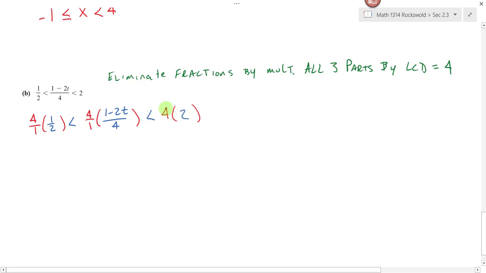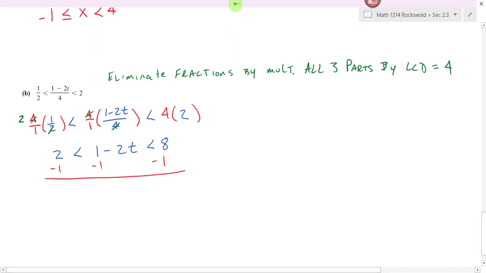Then I just simplify. Here 2 goes into 4 2 times. These 4's are going to cancel out, and that's not a fraction. When I clean this up, then I end up with 2 is less than 1 minus 2t is less than 8. How do I get the t by itself? What do I need to do? Subtract 1 from all three parts. What you do to one part, you have to do to the others. Then that's going to give us 1 is less than negative 2t is less than 7.